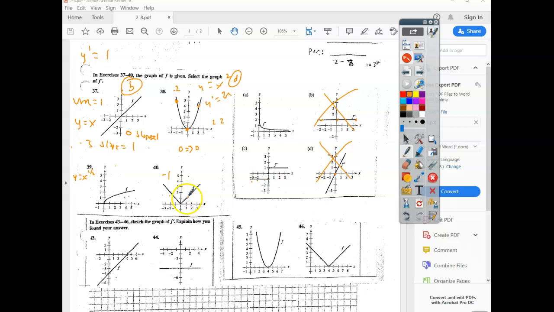And then past that point, at 1, what's the slope over here? 1. So at 1, I should be at 1. At 2, I'm at 1. At 3, I'm at 1. And at 4, I'm at 1. So this is the right answer.